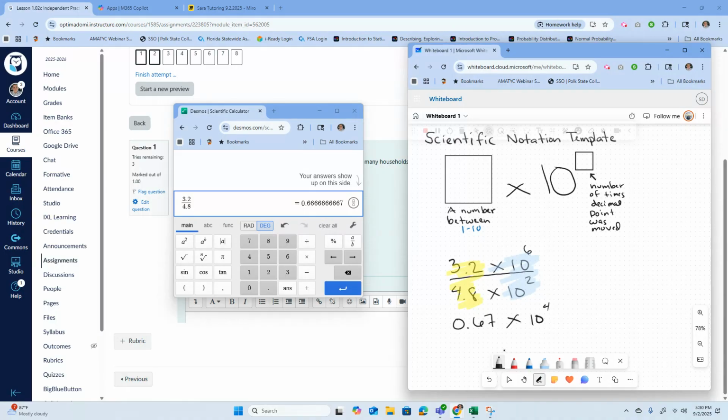Now your final answer, okay, 0.67 cannot remain like that because this number is not between 1 and 10. So what you're going to do is move the decimal point one time to the right, so I get a number between 1 and 10. Now, if I move the decimal point to the right, I'm going to subtract 1 from the exponent. That's why the final answer is 6.7 times 10 to the third power. Okay? And that's how you do this problem. Let's go to the next one.